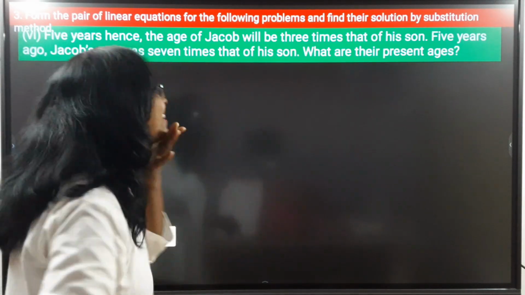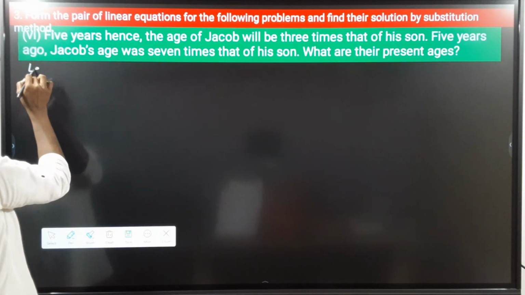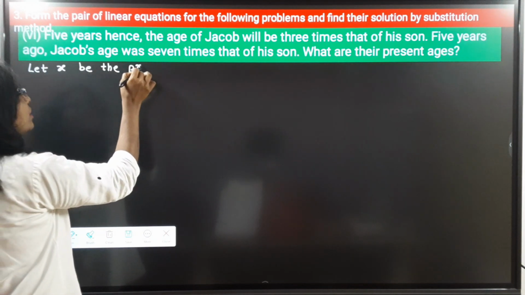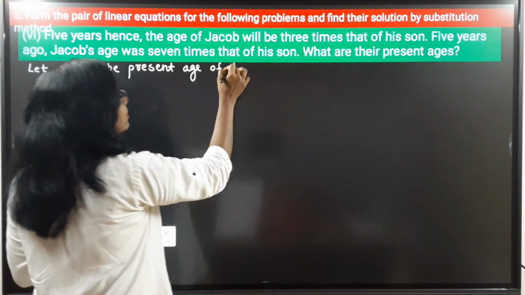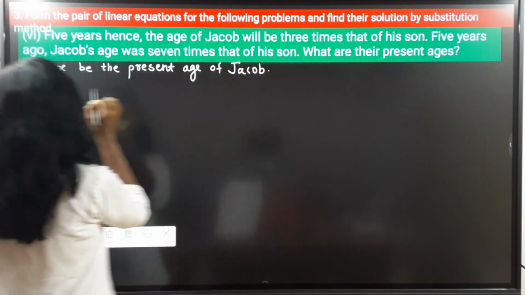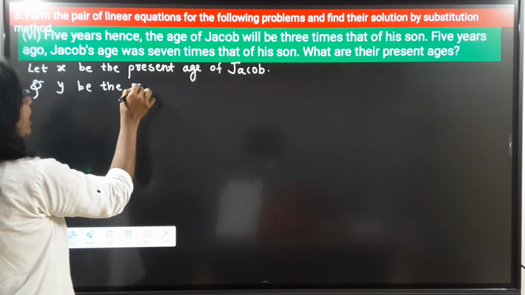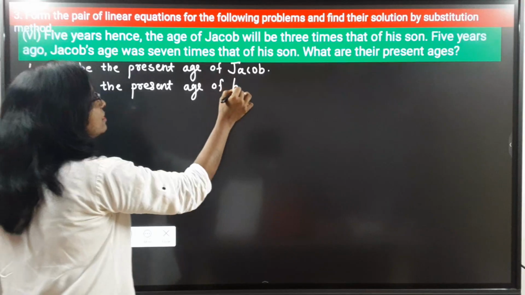So now here, students, this is our assumption part. So first I write down that let x be the present age of Jacob, and y be the present age of his son.